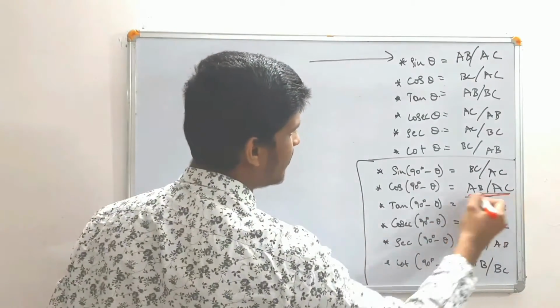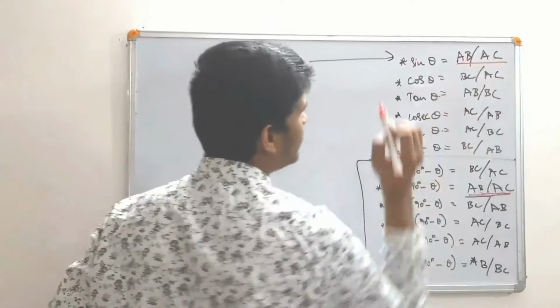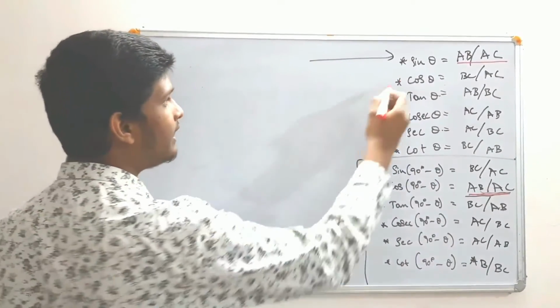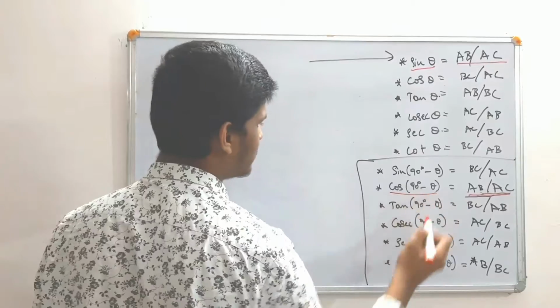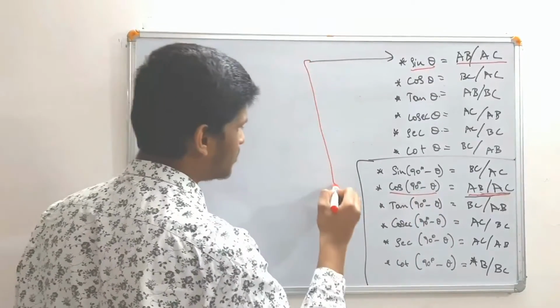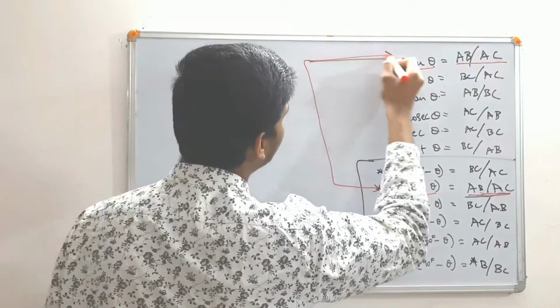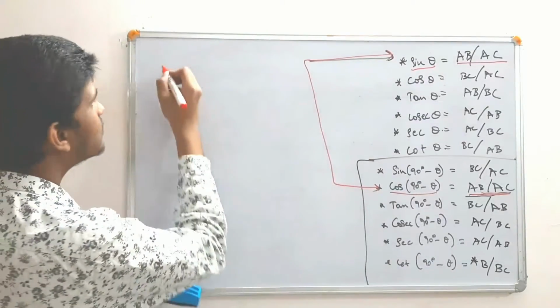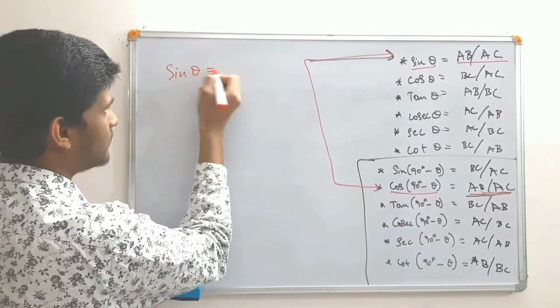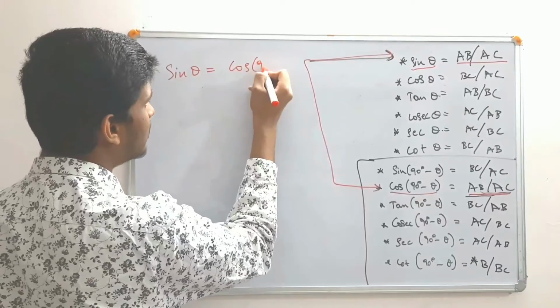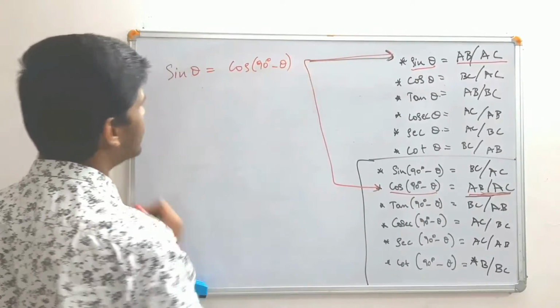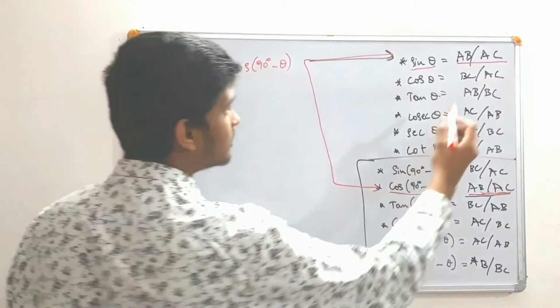This is AB by AC, and here also AB by AC. They both are the same. But here it is sine theta, and here it is cos 90 minus theta. So these both are equal. Can you say they both are equal? Yes, 100%. So sine theta is equal to cos 90 degrees minus theta. Done.